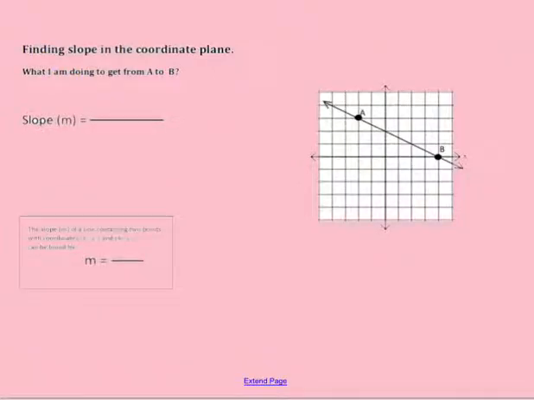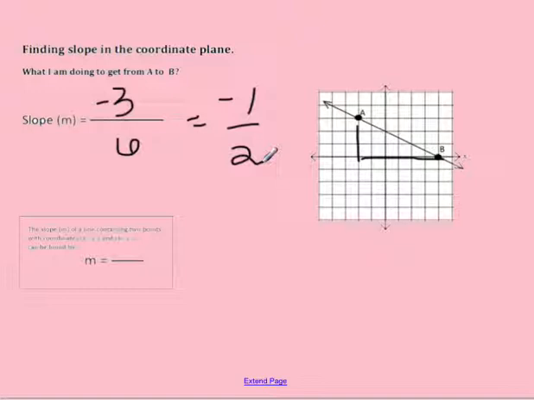Okay, so what am I doing to get from A to B? What we're going to do is go down. I went down 3, and I went over 1, 2, 3, 4, 5, 6. So I went down 3, right 6. Now that's a fraction I can reduce. Both of those are divisible by 3, so that's going to be -1/2. So the slope of that line was -1/2.